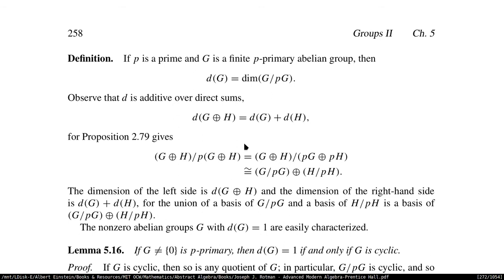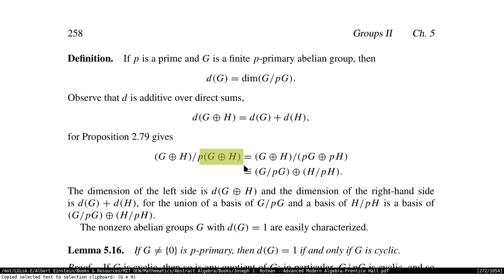It is additive over direct sum, so D of G plus H is equal to D of G plus D of H. Yeah, it's additive because we just saw the proposition before. If you have this direct sum mod something, that is isomorphic to taking the mod separately and then taking the direct sum, right?